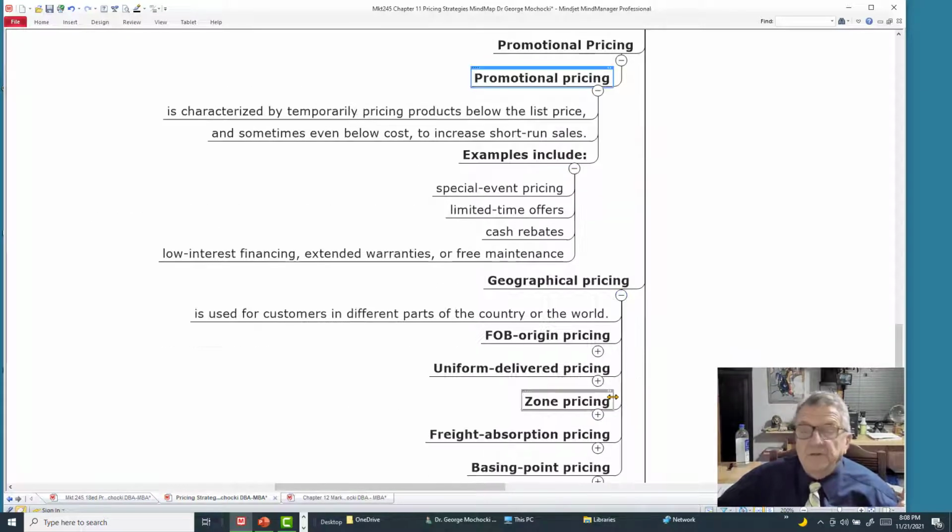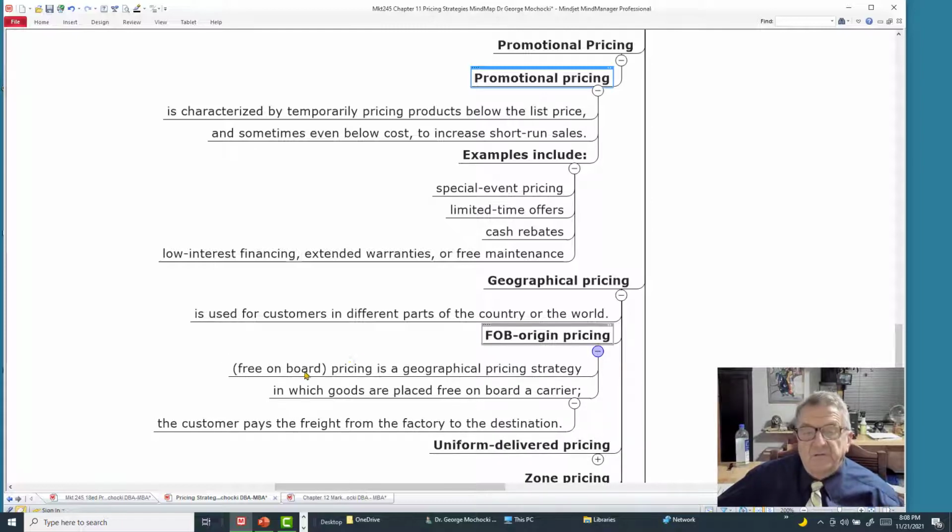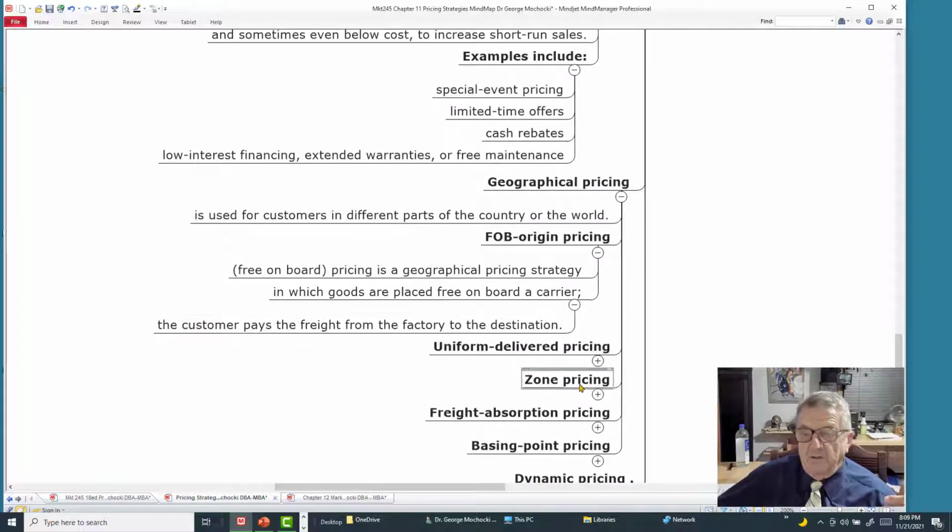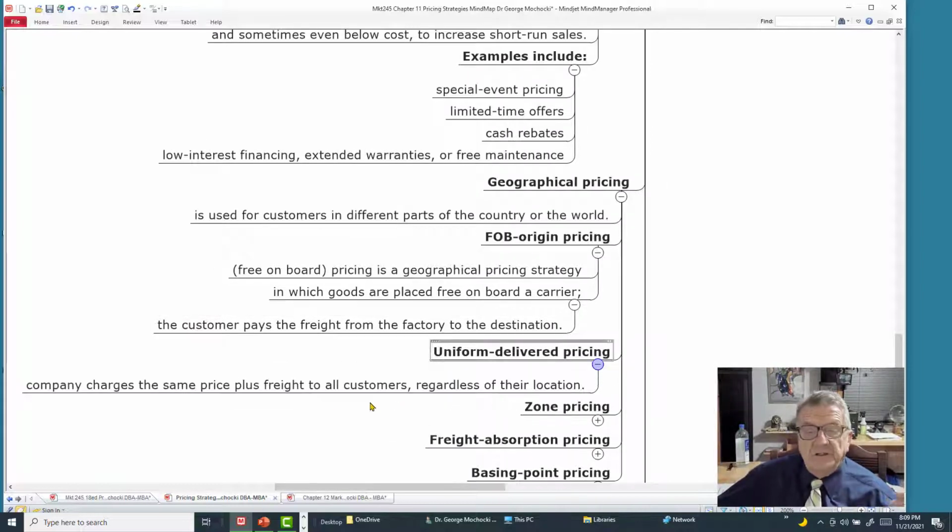Geographic pricing depends on the country where they're doing business. And a lot of the pricing, when you're looking from a business perspective for shipping, is free on board. Free on board pricing, a geographic strategy, in which goods are placed free on board of the carrier, and the customer picks up the cost. Uniform pricing is when the company charges the same price for freight for all customers regardless of location.